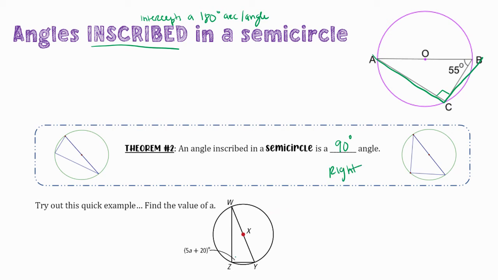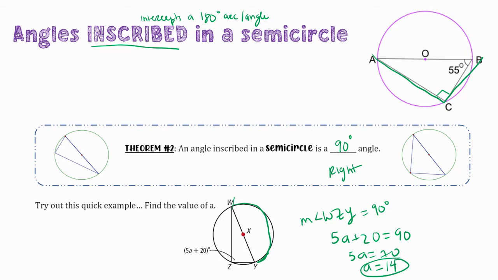Well, that's pretty cool. Oh, check this out. Intercepts a semicircle. So the measure of angle WZY equals 90 degrees. Well, then I can find A, right? I can do algebra. Minus 20, 5A equals 70. Divide by 5. And what is that, 14? I hope that's right. I think it is. Right? Pretty cool.